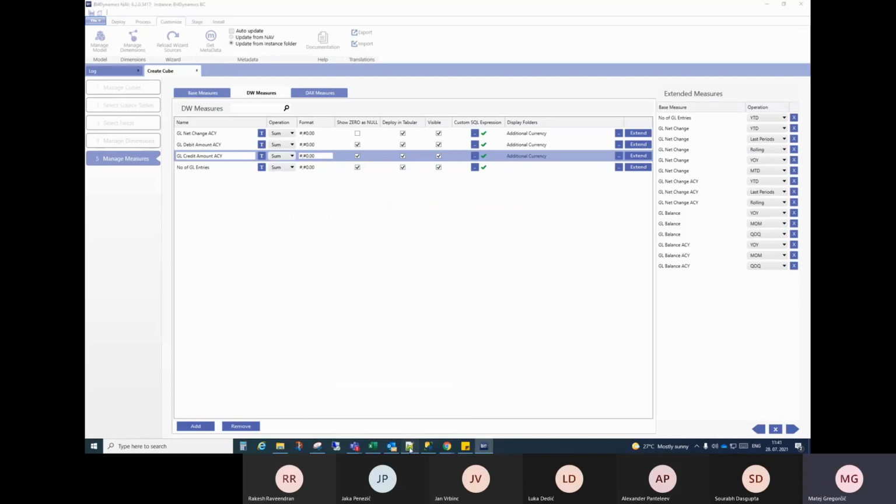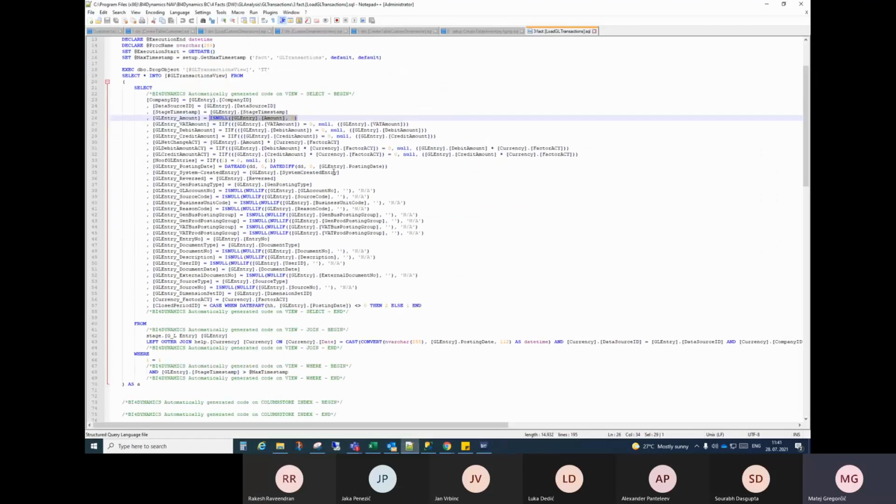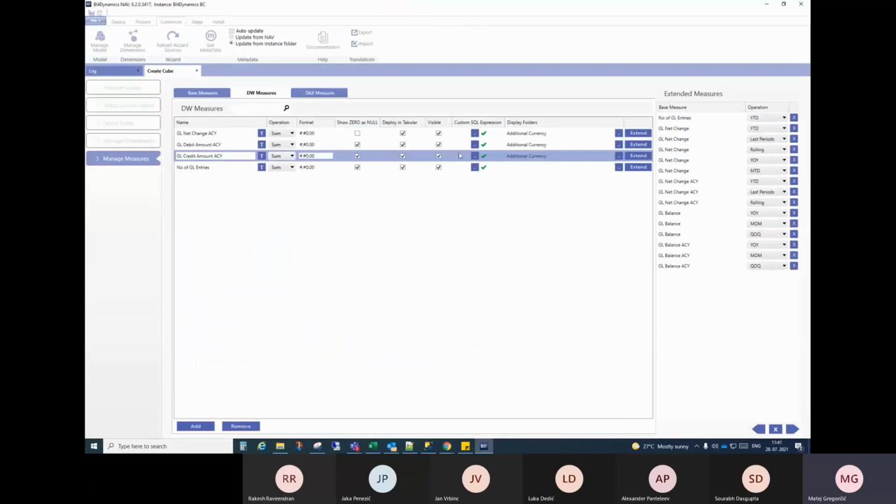Okay, if I show you how this translates to the SQL code, GL net change ACY, additional currency, is GL entry amount times currency factor. Okay, the same thing that we saw here. It's just a user interface that will then translate everything to the SQL code.